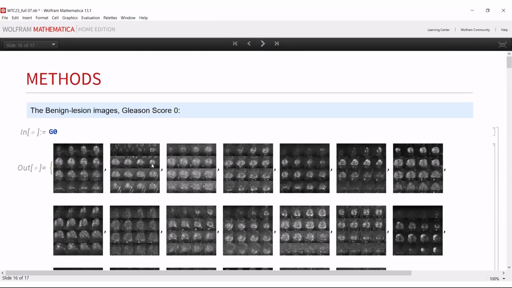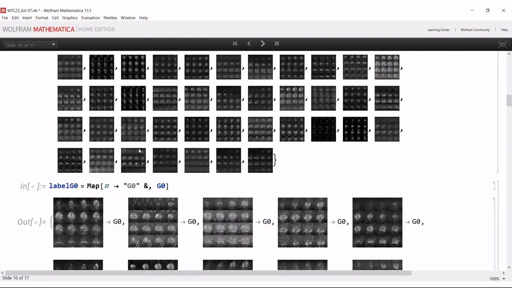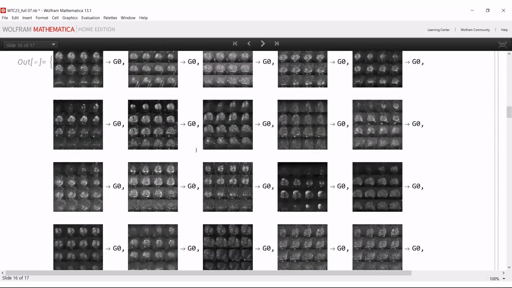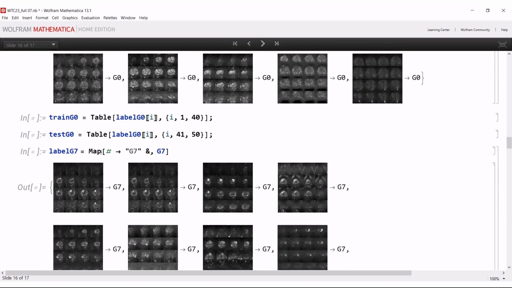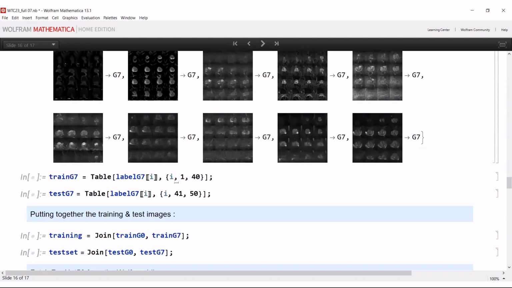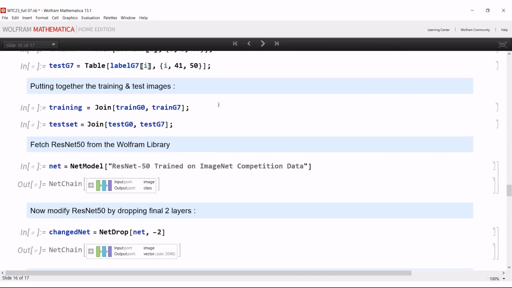Okay, so for simplicity, I've simply bundled all of the benign images into a group and also the malignant cancers into a group. So the first thing we have to do for input to the neural networks is to map each of those images to a particular class. That's a single line. Once we have those, we're going to use the first 40 for a training set and the final 10 for a test set. Likewise, we have to label the malignant cancer images to the G7 classification. Again, first 40 for training, final 10 for testing. We put both of those sets together for training and test.